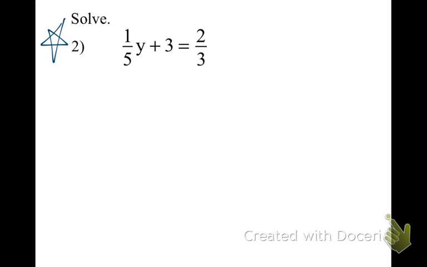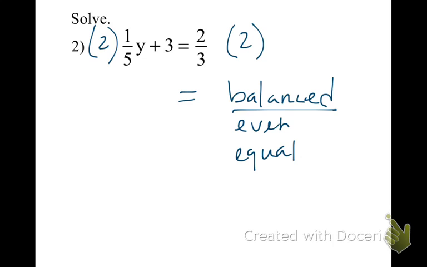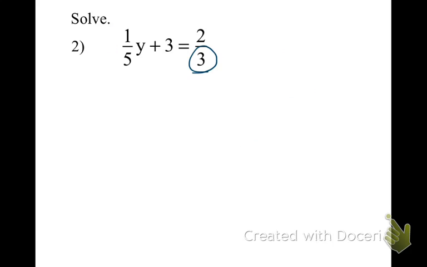Now, remember this equal sign. The equal sign means this is balanced, that this equation is even, they are equal. So whatever I do to one side, if I multiply this side by 2, I have to multiply this side by 2. So since we know that this is balanced, even, equal, whatever we do to one side, we can do to the other. What we're going to do is end up getting rid of our denominators.